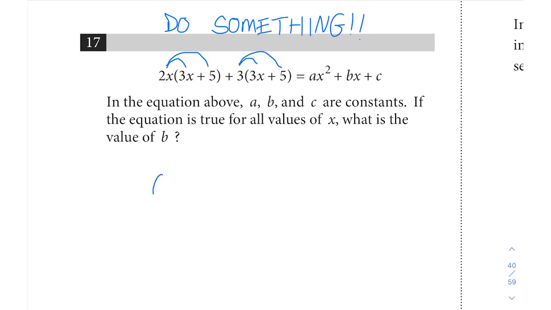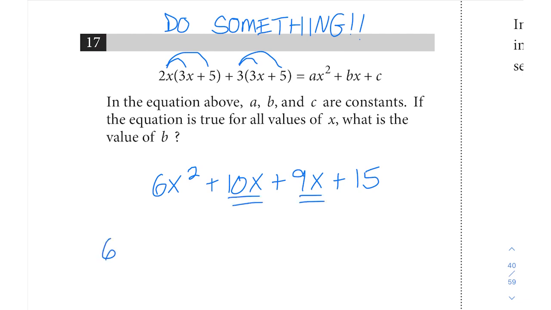So let's try that. 2x times 3x would be 6x squared. 2x times positive 5 would give us a positive 10x. 3 times 3x, that's 9x. And 3 times 5, that's plus 15. And whenever we have an option to combine like terms, it's good to go ahead and simplify accordingly. And so let's try that out. We get 6x squared plus 19x plus 15.